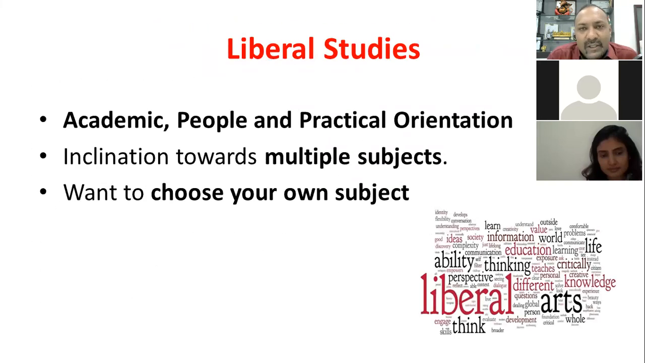Next, we come to liberal studies, also known as liberal arts. This is a very interesting concept. If you're a beautiful combination of academic, people, and practical orientation, you have inclination towards multiple subjects and you want to choose your own subject and study. So let's say you want to study physics. Along with that, you want to study accounts, you want to study history, you want to study politics, you want to study environment, you want to study Spanish language, and you want to study dance. This kind of a choice subject combination is not available in any other area except liberal arts or liberal studies.